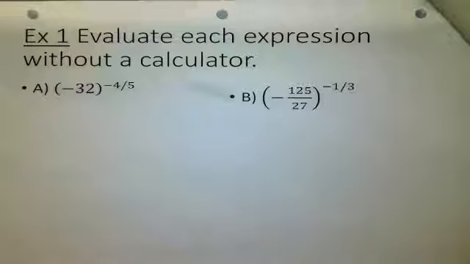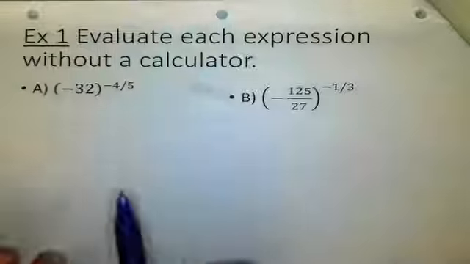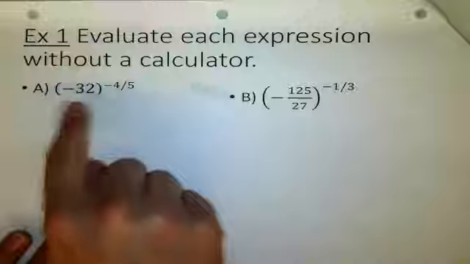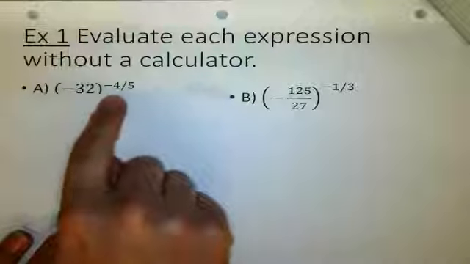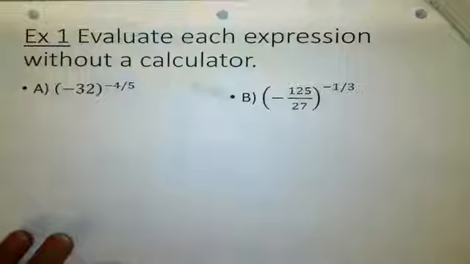There's also a multitude of ways that we can simplify these expressions. These are numerical expressions, number expressions. They just have numbers. We're just going to do it one way together, but again, there's lots of different ways to do this, and they're all equally valid. All right, so evaluating without a calculator. So we have negative 32 quantity to the negative 4/5 power. What would you guys like to do first?